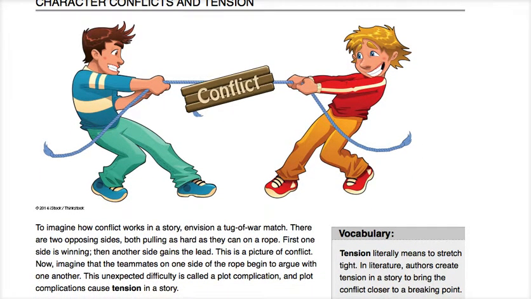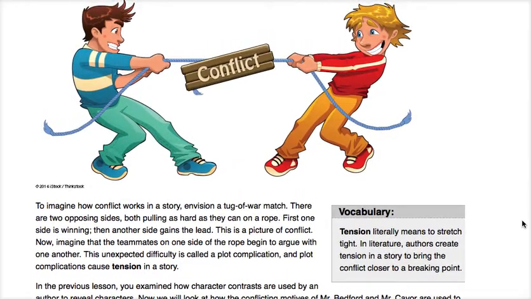To imagine how conflict works in a story, envision a tug-of-war match. There are two opposing sides, both pulling as hard as they can on a rope. First, one side is winning, then another side gains the lead. This is a picture of conflict. Now, imagine that the teammates on one side of the rope begin to argue with each other. This unexpected difficulty is called a plot complication, and plot complications can cause tension in a story.